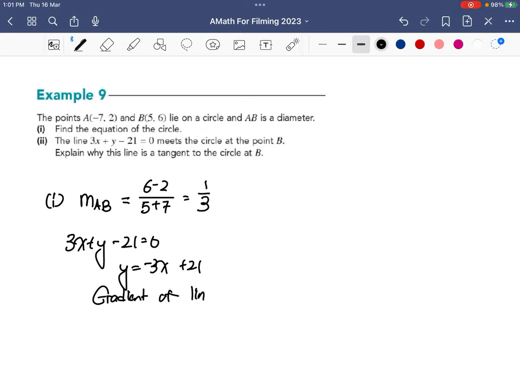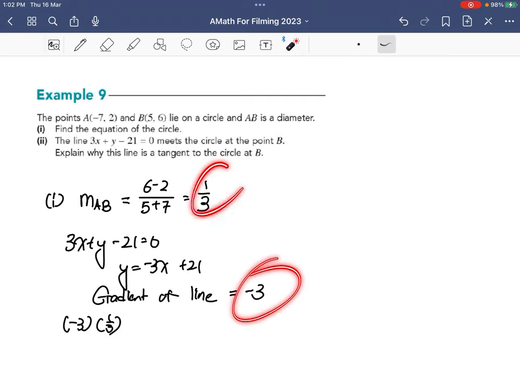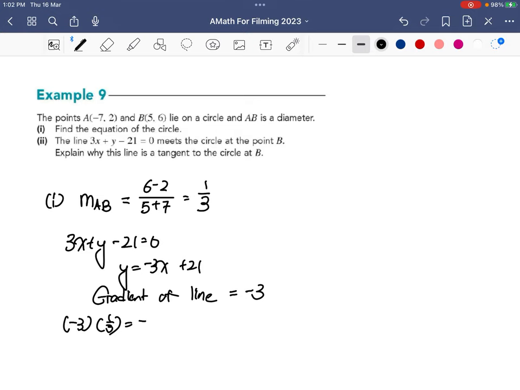So, from this general equation of line, I can state that the gradient of the line is equals to -3. Then, what I can say is, okay, -3 times 1/3 is equals to -1. So, this shows that m1 times m2 is -1. So, I can state that the line is perpendicular to the radius or to the diameter. Okay, in this case the radius, and is therefore tangent.